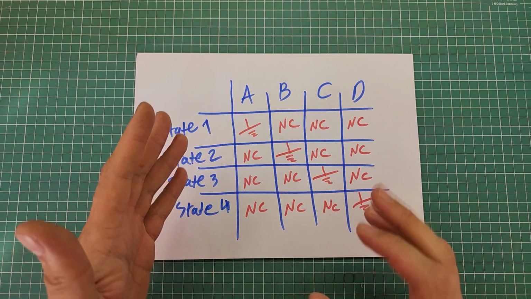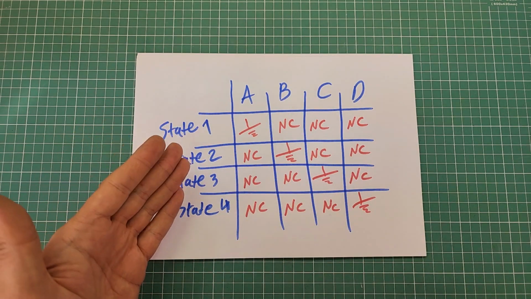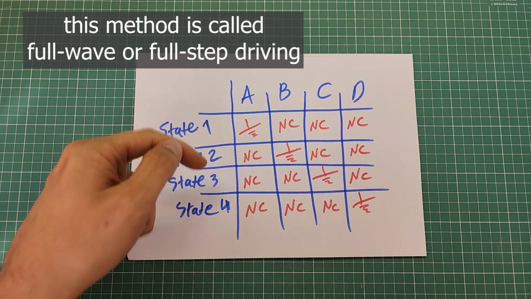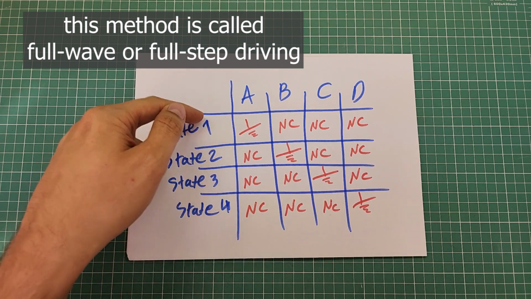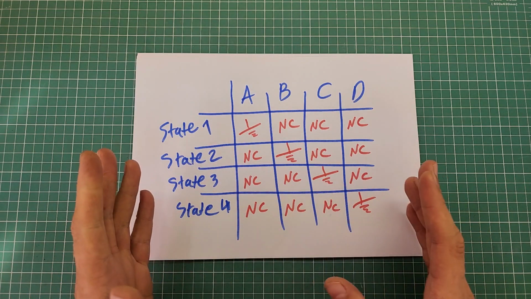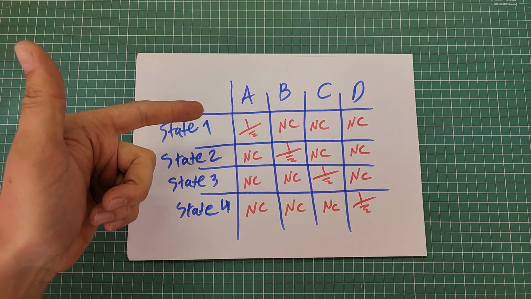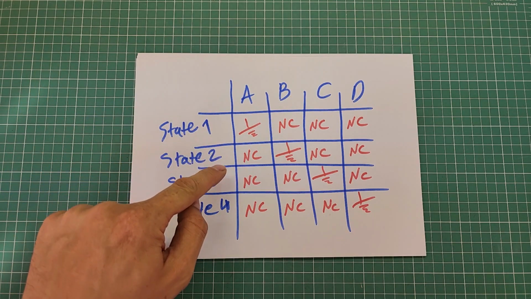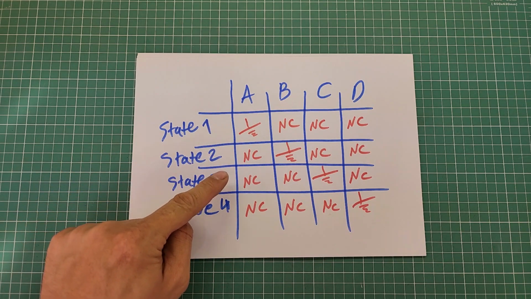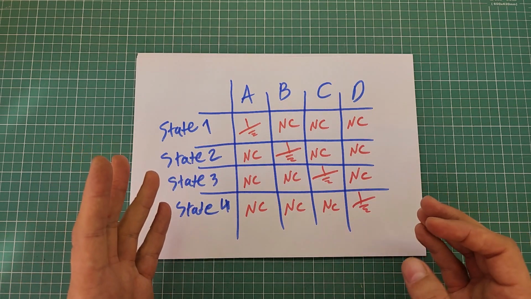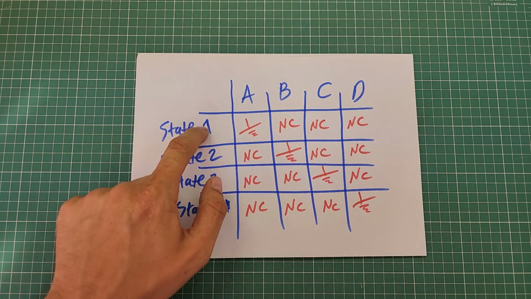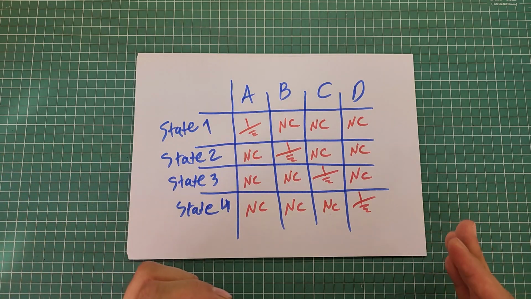And to turn the shaft counterclockwise, we have to apply these states in reverse order to the motor, like 4, 3, 2, 1, 4, 3, 2, 1, 4, 3, 2, 1 repetitively. The speed of rotation depends on how fast you go from state to state. For example, if you go slowly like this, 1, 2, 3, 4, 1, 2, 3, 4, this will result in slow rotation of the shaft. And if you go fast like this, 1, 2, 3, 4, 1, 2, 3, 4, 1, 2, 3, 4, this will result in fast rotation of the shaft.